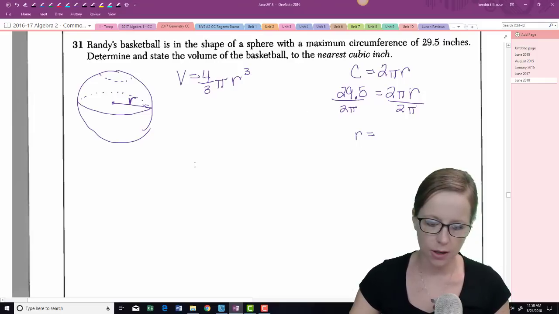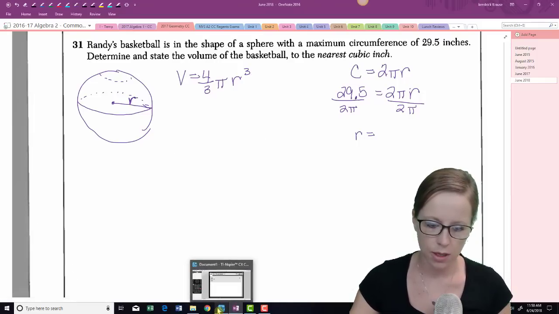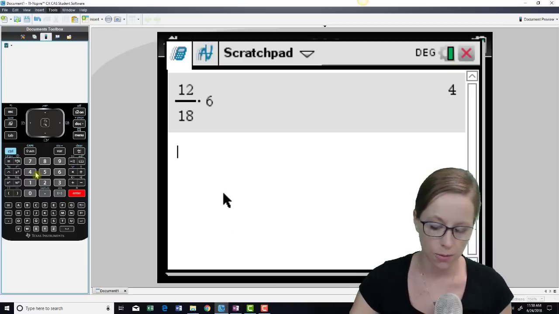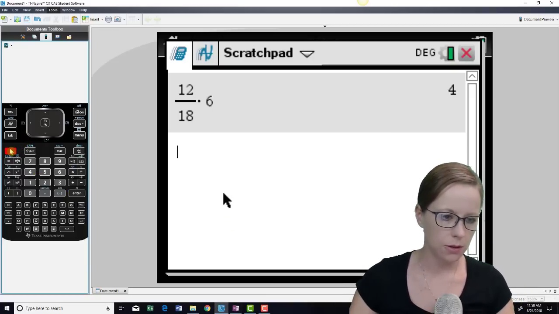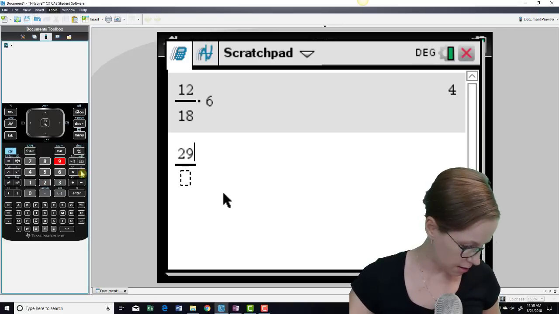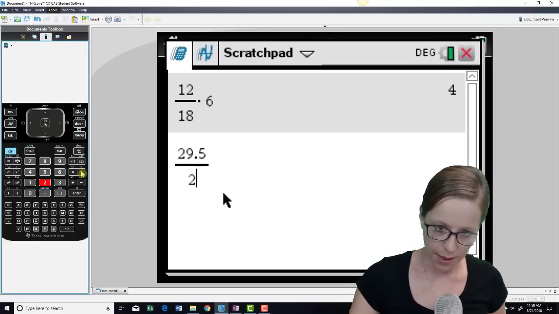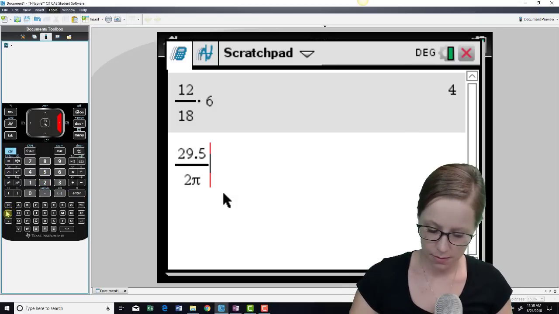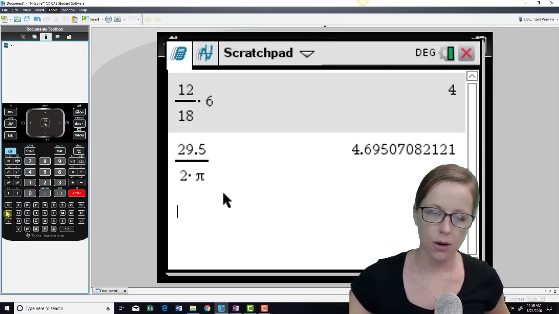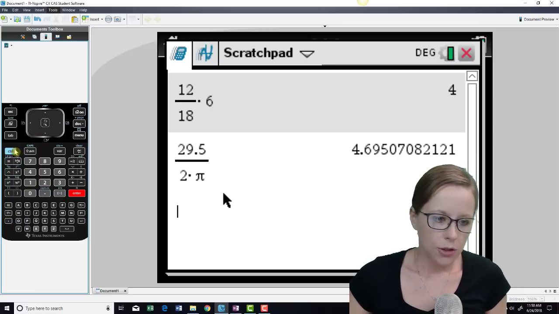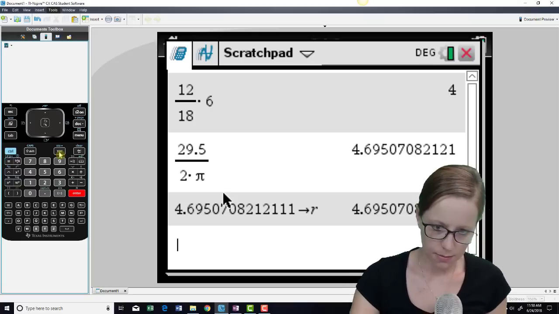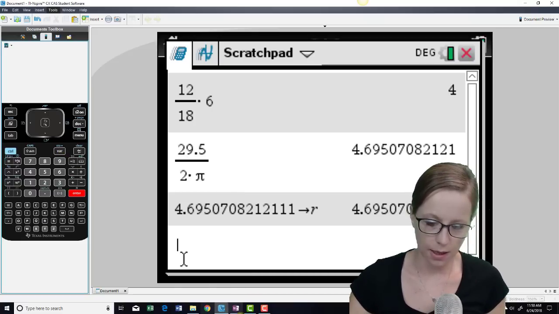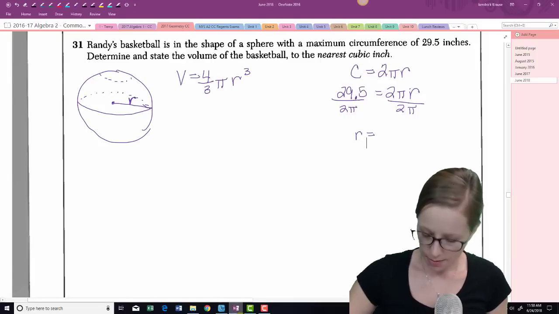Now, I've got to use my calculator. I'm going to show you, I would store in this case. So 2 pi, Control, divide. 29.5 divided by 2 pi is that number. I am going to store that for r. Okay, you'll see why in a second. I'm going to write it down though.